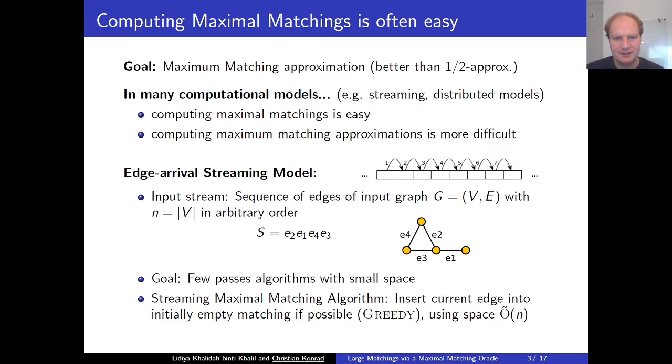So here's a streaming algorithm for maximal matching. We can simply insert the current edge. While processing the stream, we insert the current edge into a matching if that's possible, so if the two endpoints are not yet matched. This essentially constitutes the greedy matching algorithm. In other words, the greedy matching algorithm can be implemented in the data streaming model, and it produces a maximal matching. It uses space order of n roughly, order tilde of n.